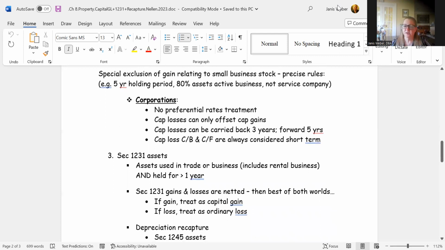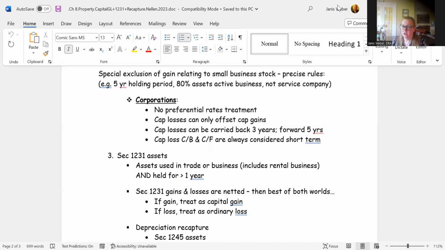All right, the next thing is there's a special exclusion of gain relating to small business stock, and it's a very intricate rule system, and we're not going to dig really deep into it. I just want you to know the general idea that there is a 5-year holding period, and 80% of the assets have to be active business assets, and it has to not be a service company. But I just want you to be aware of it and have it on your radar.